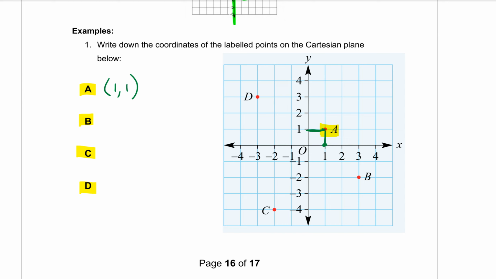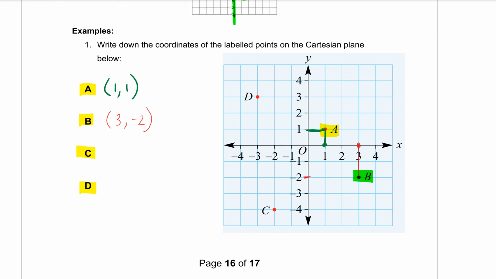Okay, let's do B. So B is down here. First of all, I need the X value. So that is up here, you can see me drawing my little line here. That is at the number 3. So the X is 3, comma. The Y number, you don't need to draw the lines, but you need to come across here and you go, oh, that's at the -2. Okay, so if X is 3, Y is -2.